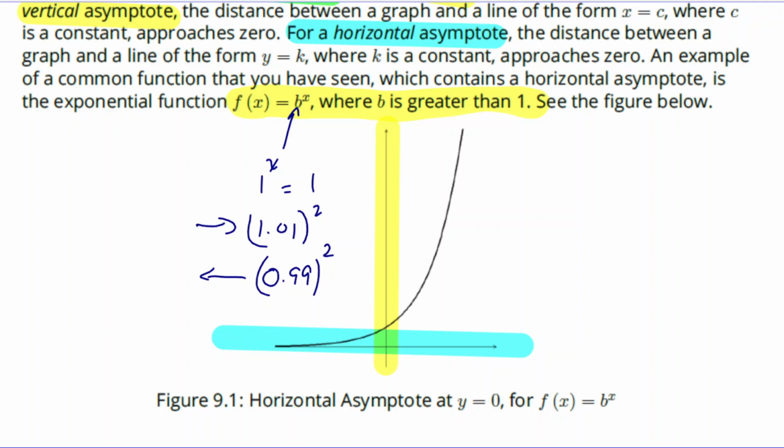And notice that when x is positive, you are multiplying it by this. You have a positive exponent, right? When x is negative, you're not multiplying repeatedly. You're dividing, and that's why it gets smaller. Now, when x is 0, then you are not multiplying, and that's why it's just 1.